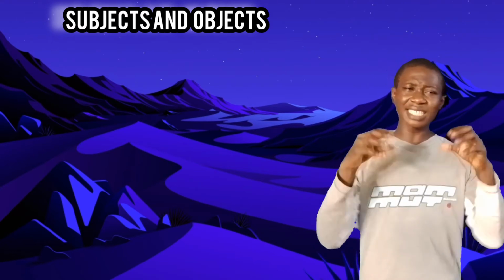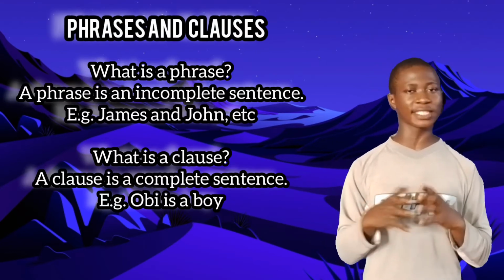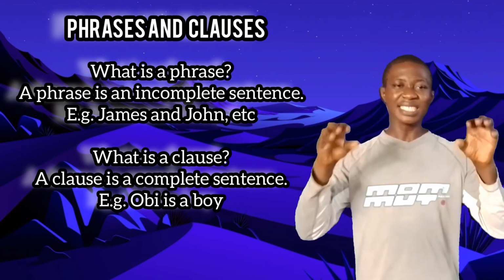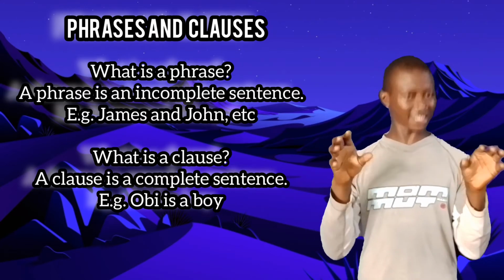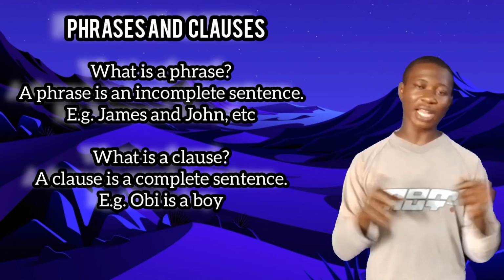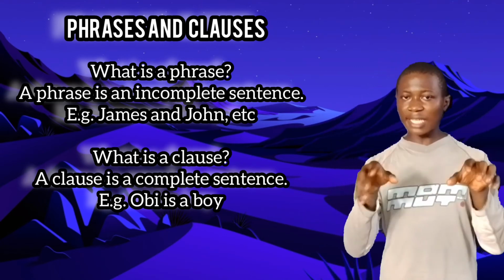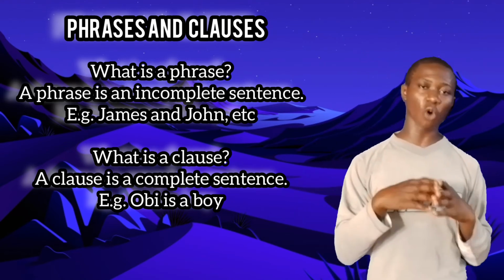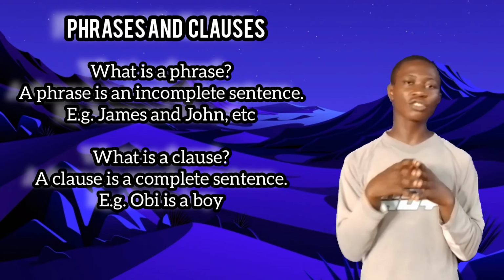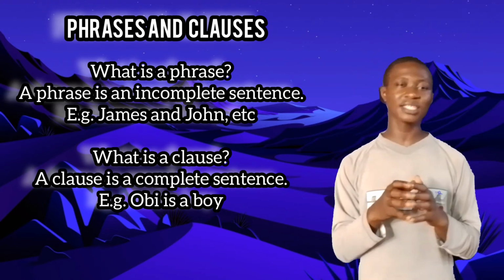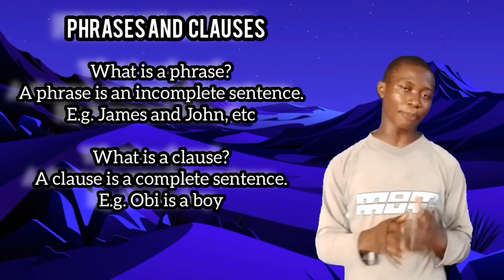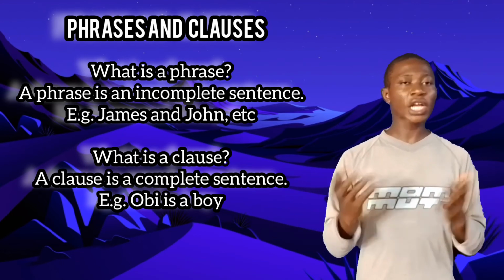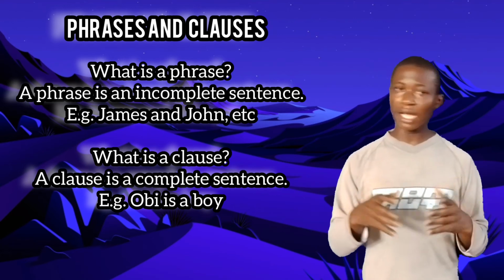Talking about some other things that are involved in subject and object, we have phrases and clauses. What's a phrase and what's a clause? A phrase is a sentence that is not complete, or does not make sense. While a clause is a sentence that is complete, or that makes sense. So that is what phrase and clause are. You might be asked to list examples of phrases. For example, James and John. What happened to James and John? So that is a phrase. Or a clause could be like Obi is a boy, he is coming, and so on and so forth.